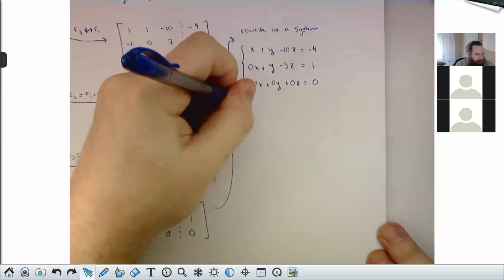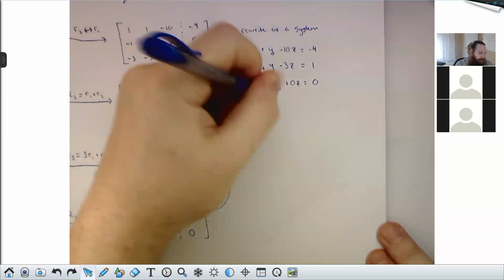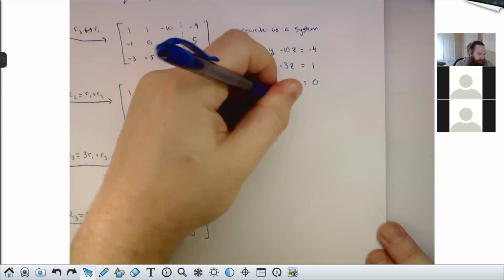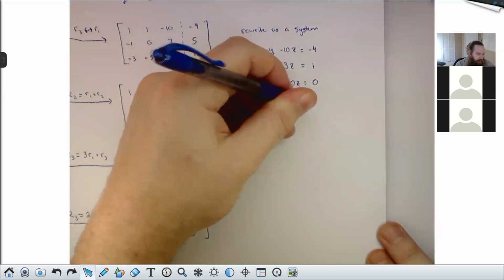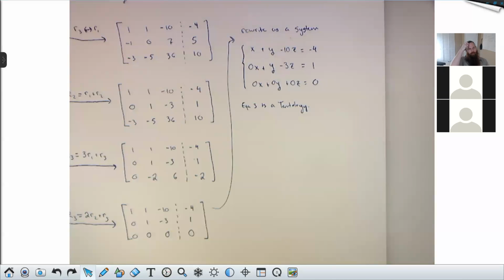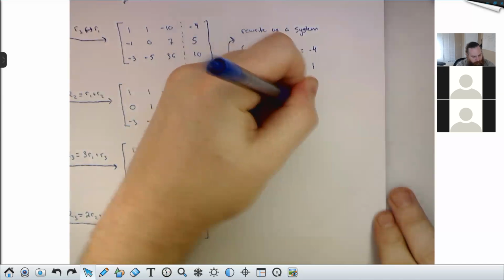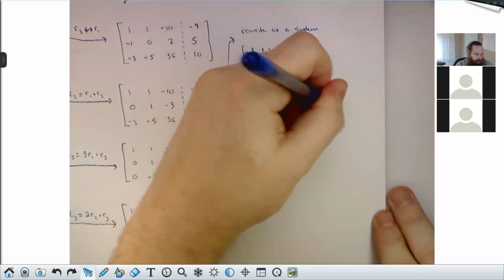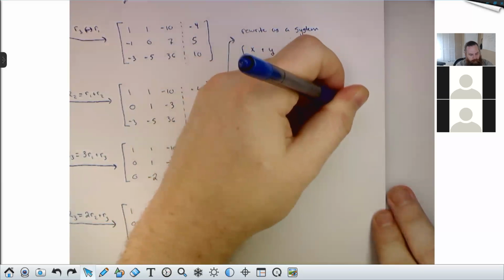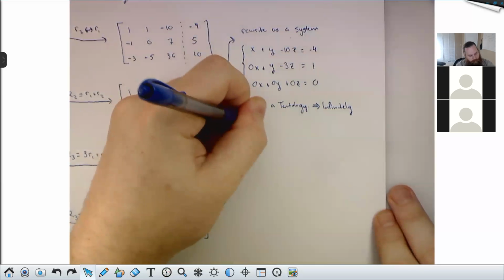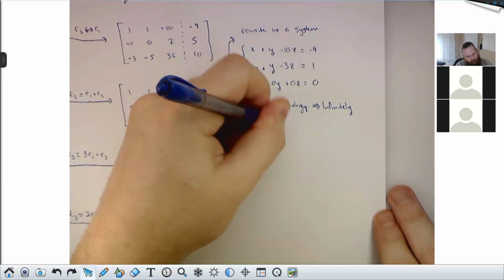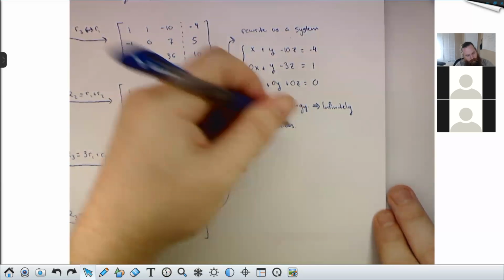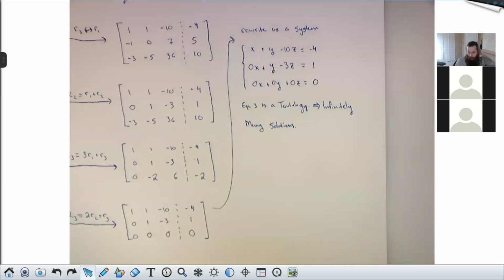Equation 3 is a tautology, which means infinitely many solutions. That doesn't mean every ordered triple is a solution. It just means there are infinitely many ordered triples which solve.